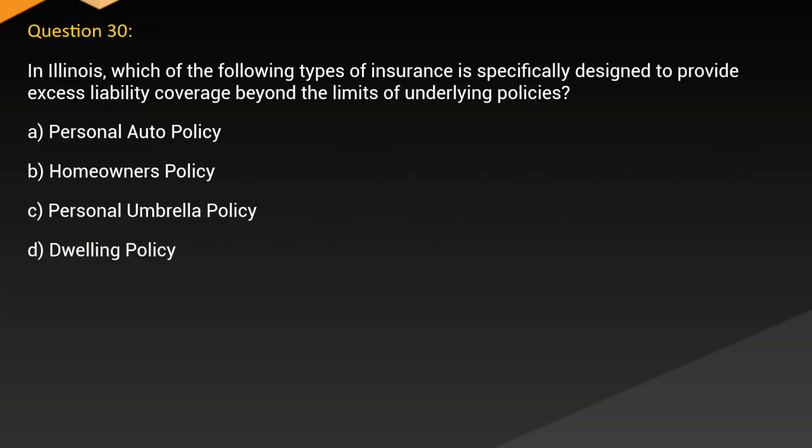Question 30. In Illinois, which of the following types of insurance is specifically designed to provide excess liability coverage beyond the limits of underlying policies? A. Personal auto policy. B. Homeowners policy. C. Personal umbrella policy. D. Dwelling policy.